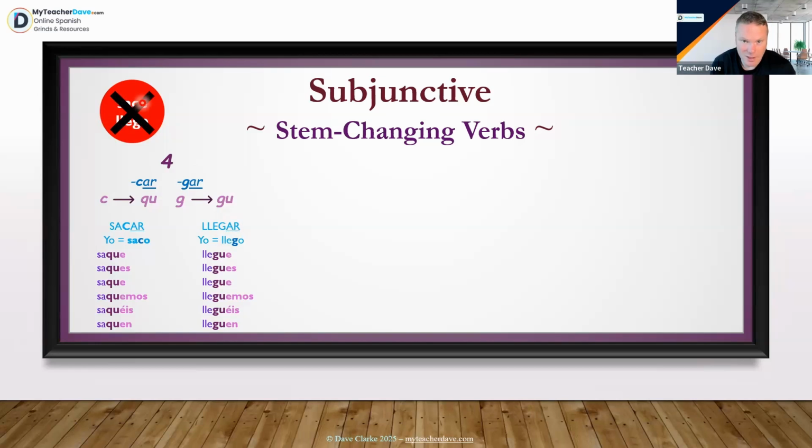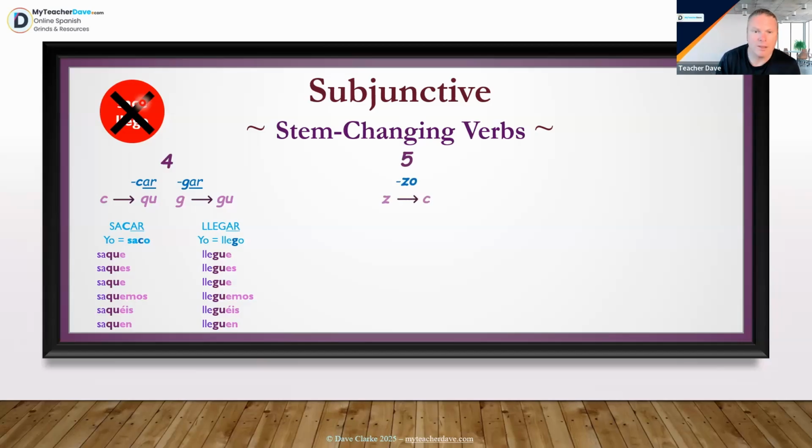And we see it not only in the present tense, but we see it in the past simple, the preterite tense as well. Okay, muy bien. We have one category left. We're flying through it. So category 5 is simply where we change a Z to a C.